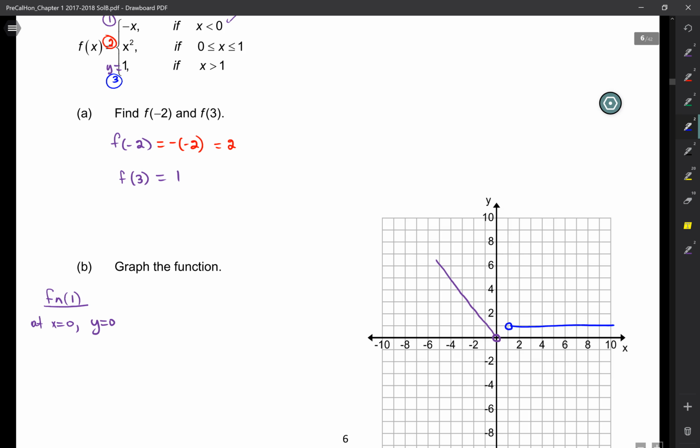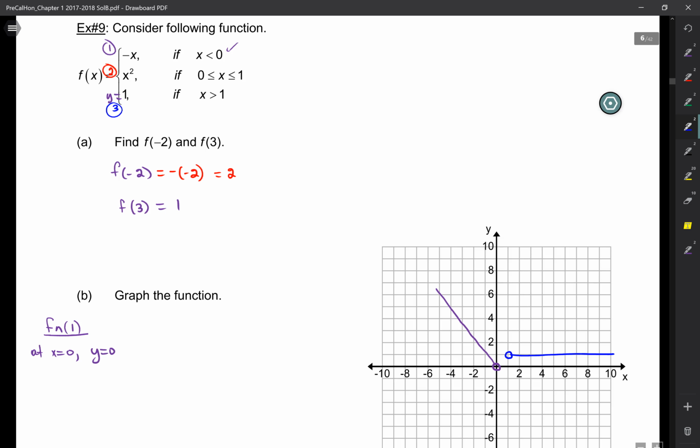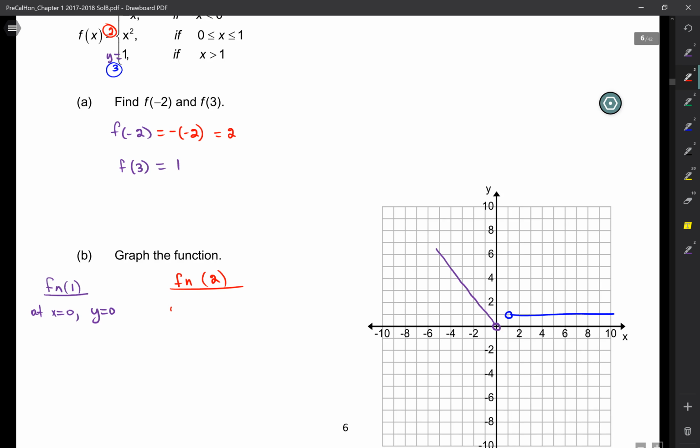Okay. Now, in the middle there, I'm going to graph function 2. And we're going to plug in our boundaries. So we have two boundaries for function 2, right? The first boundary is x equals what? 0. And the second one?